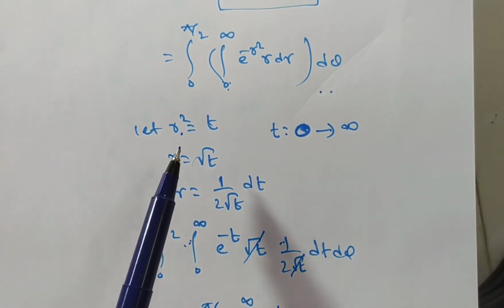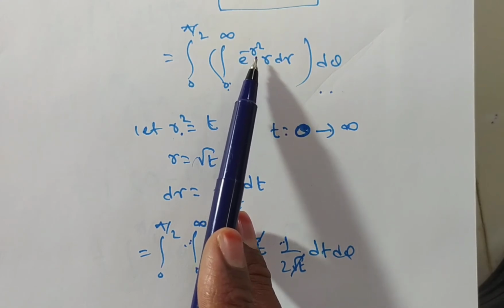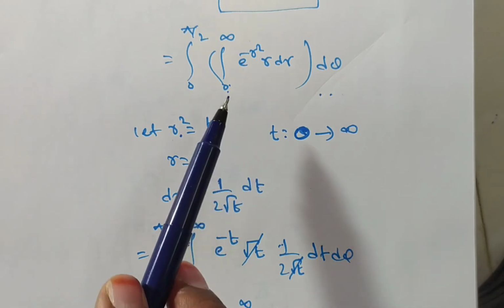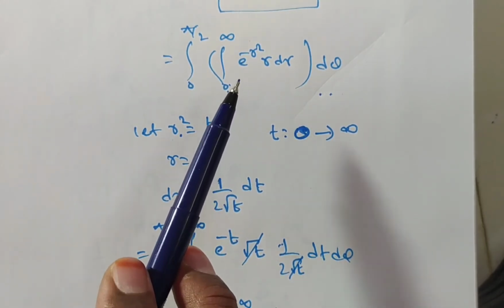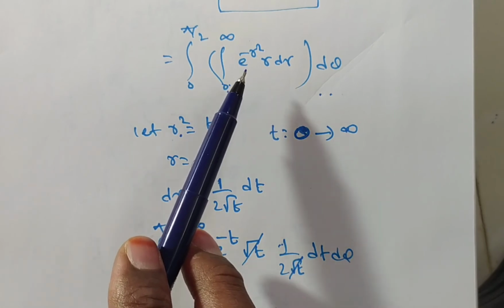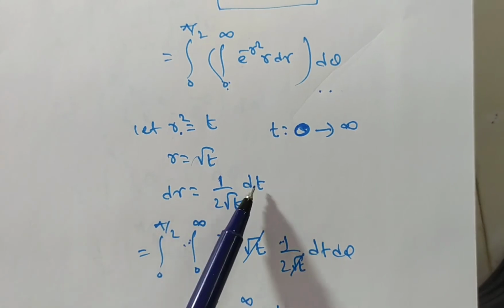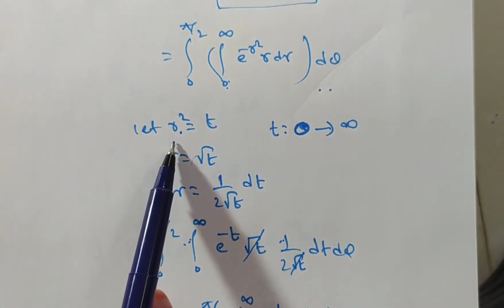In method 2, you see here e power minus r square is there, right? So let e power minus r square be t. Then we are changing r in terms of t. So we have to change dr also in terms of dt, and the limits also we have to change. I have already explained this problem in another video.